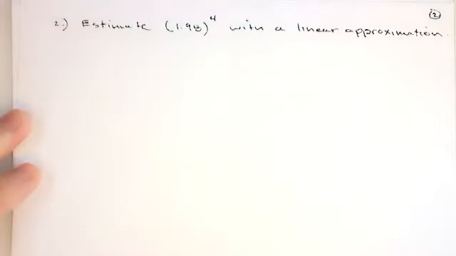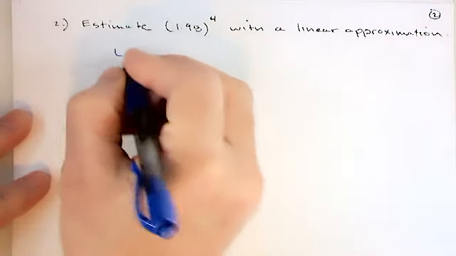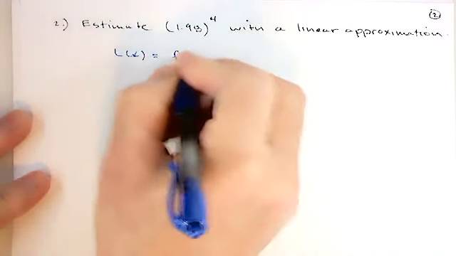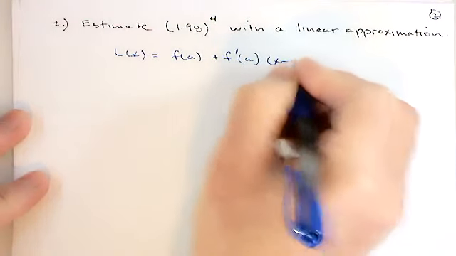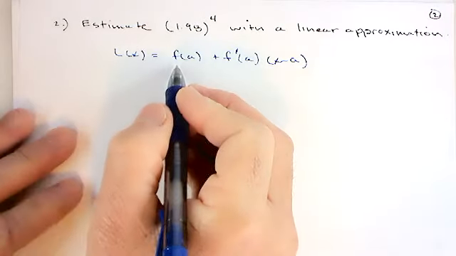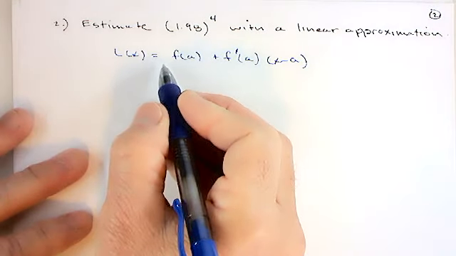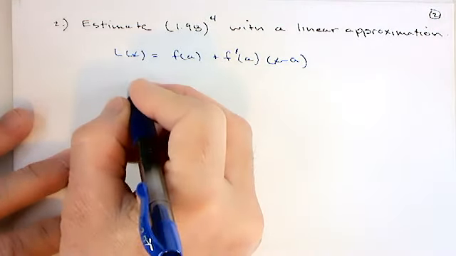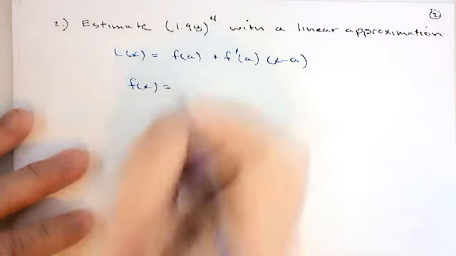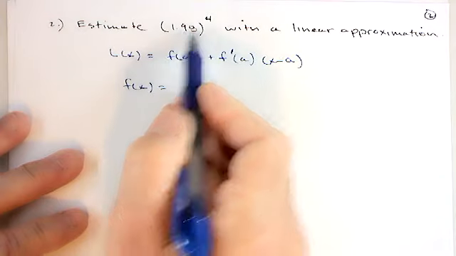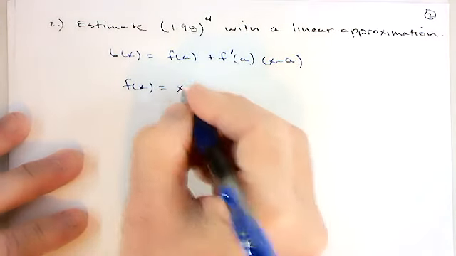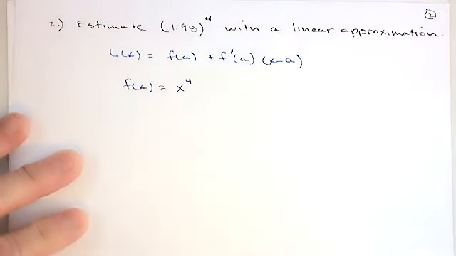So in the formula, which we saw, let's rewrite our formula. Our L of x is f of a plus f prime of a times x minus a. Basically, you have to just decide on a couple of things here. Number one, what function should we be using? Well, this is kind of common sense. If we're trying to estimate a number like 1.98 to the 4th, then we should probably be thinking about the function x to the 4th, right?